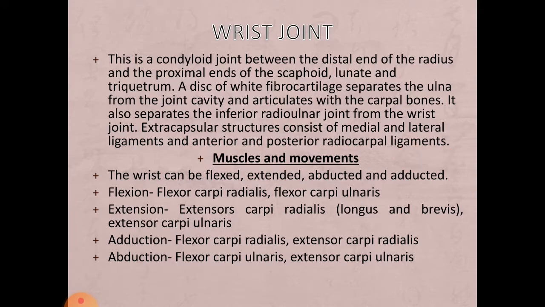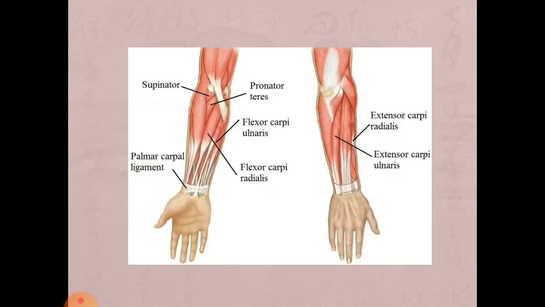Next, we have the muscles that are involved for the movements around the wrist joint, and these are the muscles that are basically involved for the movements around the wrist joint, and we will discuss them individually.